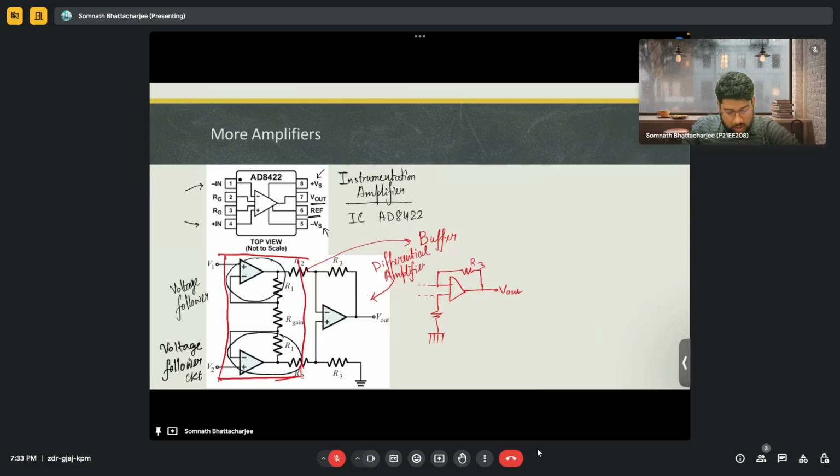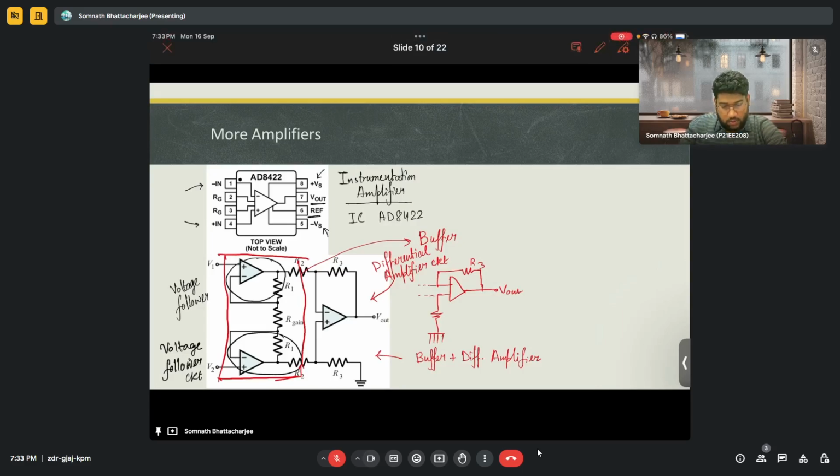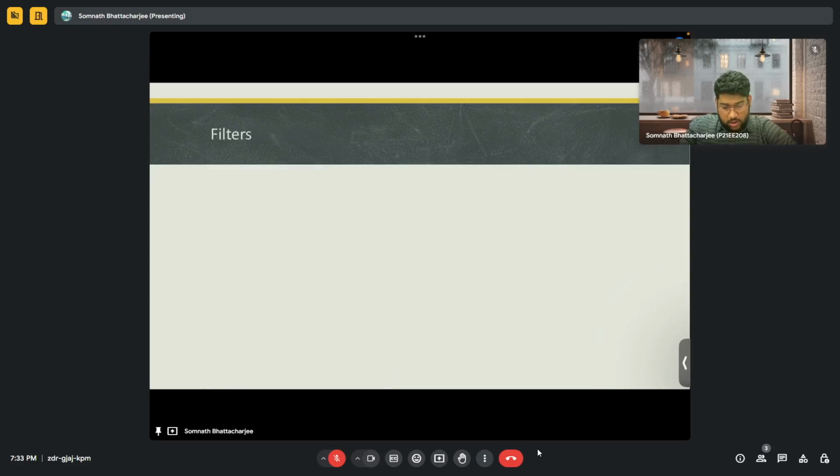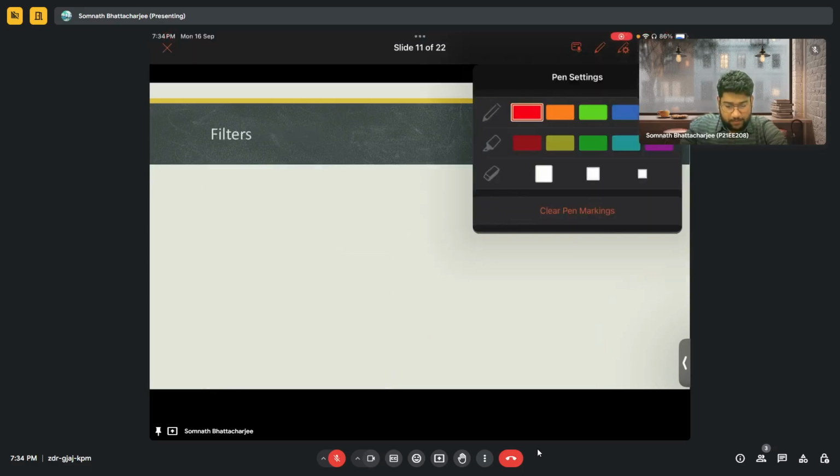So in an instrumentation amplifier there is a buffer part at first, and then there is a differential amplifier part. This is the most used amplifier, where we can use it as a buffer and also as an amplifier at the same time. Okay, so we'll move on to the next part, that is our filters.